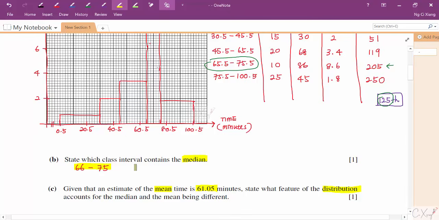All right, so here they focus on the value of the mean, which is 61.05, and they want us to compare it with the median. The median value will be 66 to 75. If you compare these two values, it is very obvious that the value for the mean and the value for the median are different. So when the mean and median are different, what is the characteristic of the distribution for this set of data? Once you realize that the mean and median do not have the same value, generally the distribution will not be symmetrical.